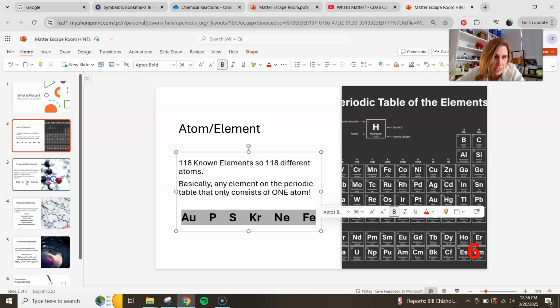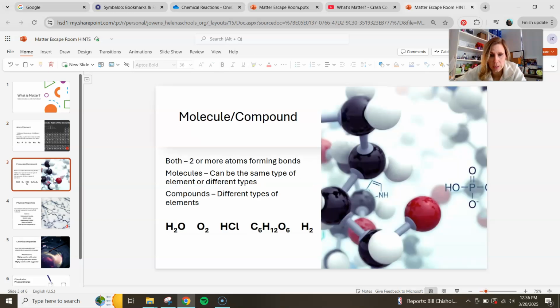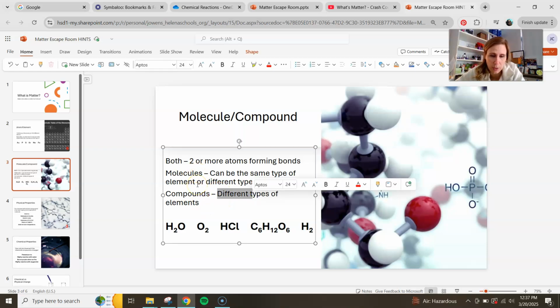Next, I'm going to talk about molecules and compounds. Molecules and compounds are very simple. Basically both are 2 or more atoms that come together to form bonds. They can either be the same type of atom or different types of atoms. So molecules can be the same type of element or different types. Every compound is a molecule, but not every molecule is a compound. A compound has to have different types of atoms. We're going to call them both the same. You don't need to know the difference between molecules and compounds.